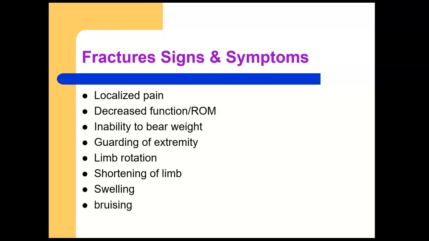Typically, the signs you're going to see is there will be localized pain. They'll have decrease in range of motion or use of that extremity. They can't bear weight. They'll guard that. And so sometimes with young children, when they get a fracture, that's what we'll sometimes notice is just that extreme guarding or not using a limb that they should. You might see obvious limb rotation, or especially like with hip fractures, you'll notice a shortening when you compare right to left, a shortening of that limb. Swelling or bruising are some of the things that you'll see.